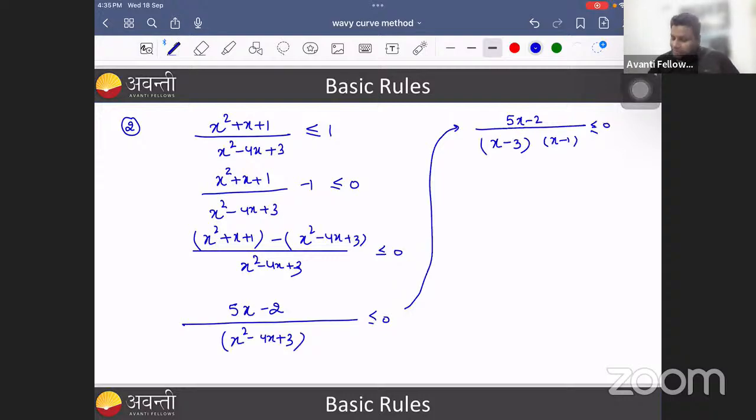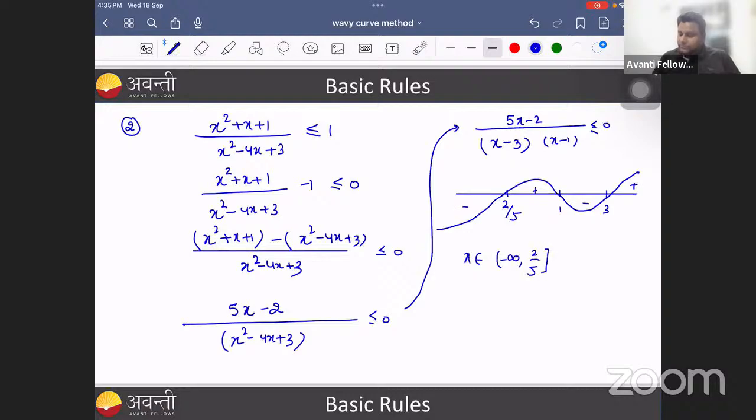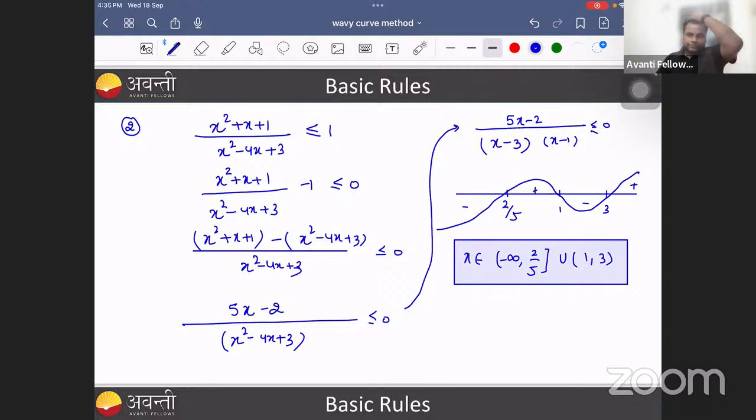Now the left side is properly factorized. Mark all the zeros on the number line. So numerator 2 by 5, denominator 1 and 3. And then we make the wave: plus, minus, plus, minus. Got it? So x belongs to minus infinity to 2 by 5, inclusive of 2 by 5, union 1 to 3 excluding 1 and 3. Why did I exclude 1 and 3? Because they are the zeros of the denominator. All right.